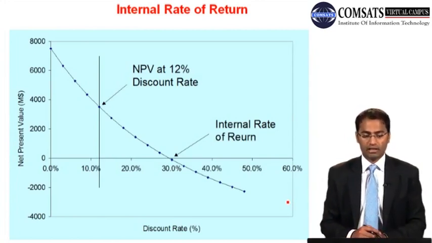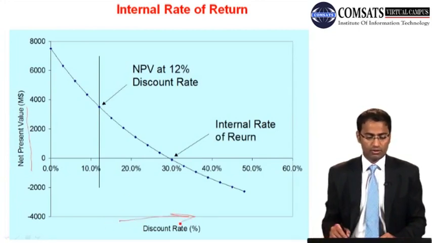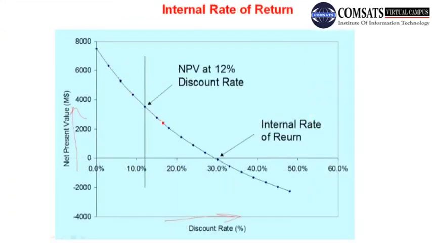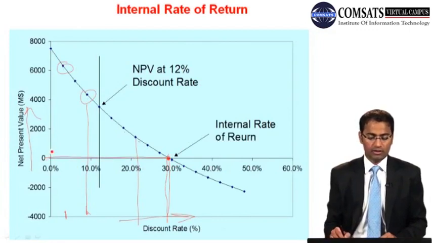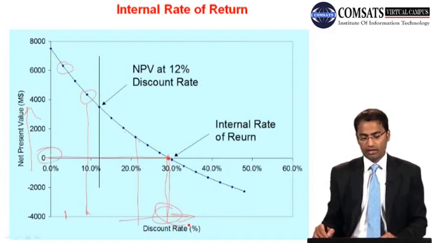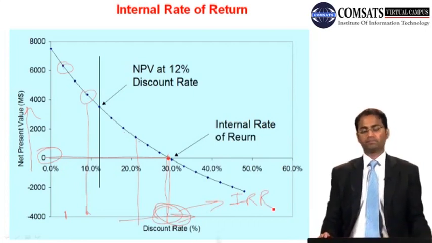and we will explain internal rate of return. So over there you can see this is net present value and this is discount rate. If your discount rate is increasing, then your net present value is getting lowered. So this is your net present value at this discount rate, and this is at this discount rate, and then over there comes a point where your net present value becomes 0. This discount rate is called IRR, internal rate of return.